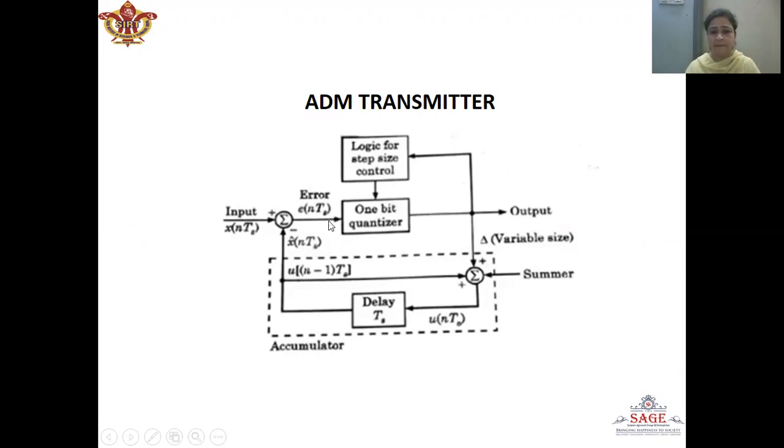control. So here, according to the polarity of the error signal, which is given to the 1-bit quantizer, the output is decided. So here we will get the variable size of the output, which will be added with the previously predicted sample, and it will generate u(nTs), which after a delay Ts will generate u(nTs - Ts), which will be the predicted sample from the previous samples, which will be compared with the next incoming message sample.